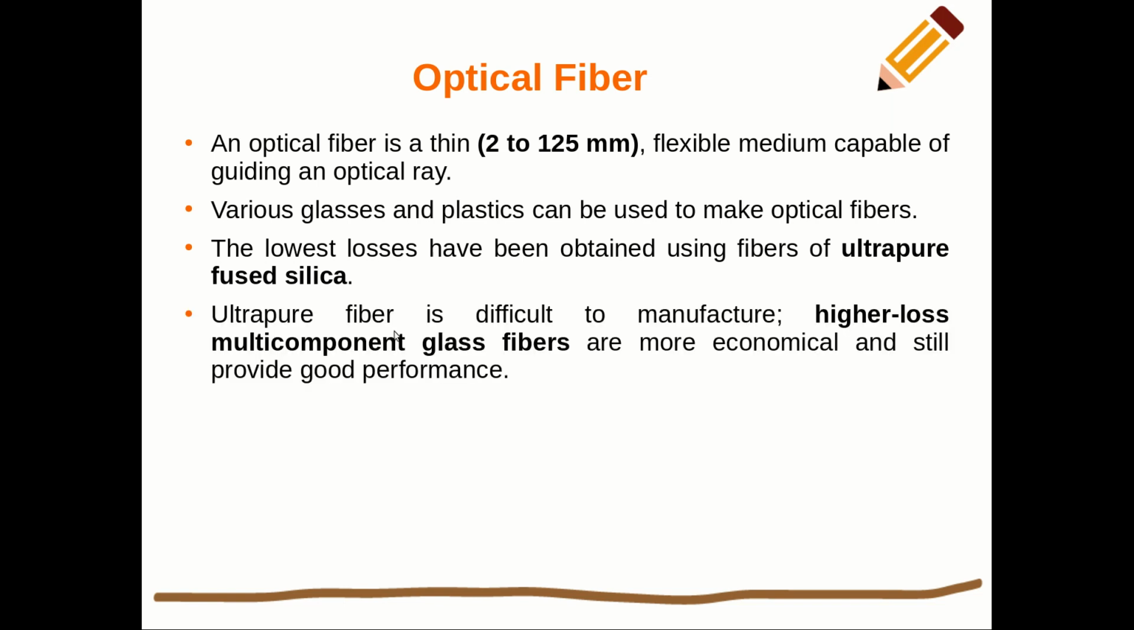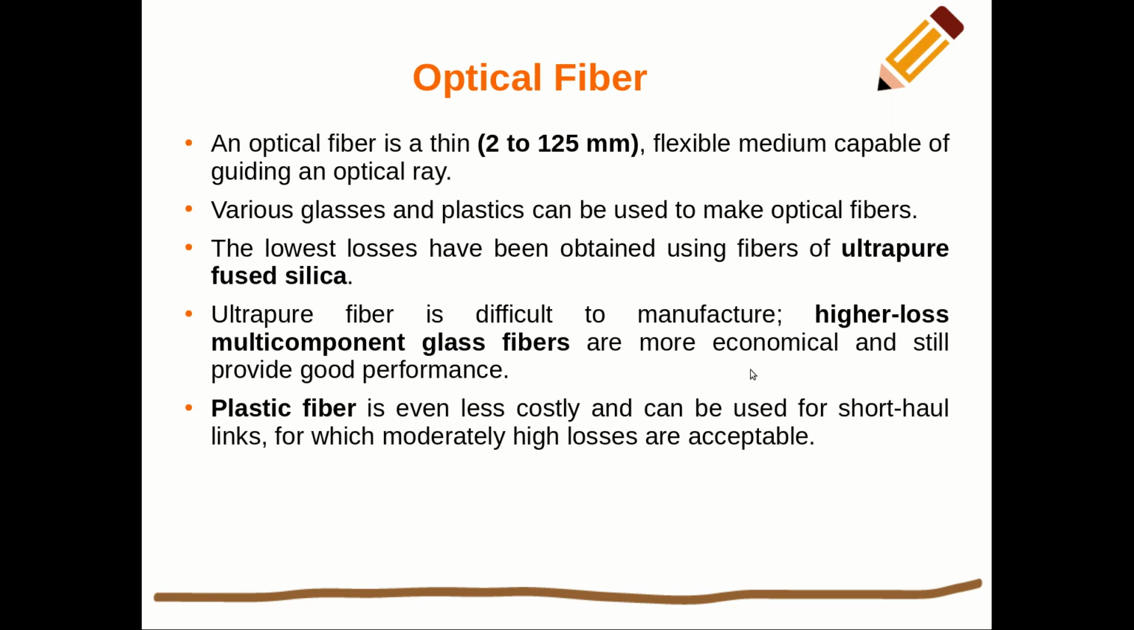Ultra pure fiber is difficult to manufacture, and even though you try, it will be costly. Higher loss multi component glass fibers are more economical and still provide almost good performance, so that is a better choice than the other one. Plastic fiber is also available, is even less costly and can be used for short haul links, that is for short distance communication, where moderately high losses are acceptable. If we are ready to tolerate high losses, particularly for short distance communication, we can make use of plastic fiber.